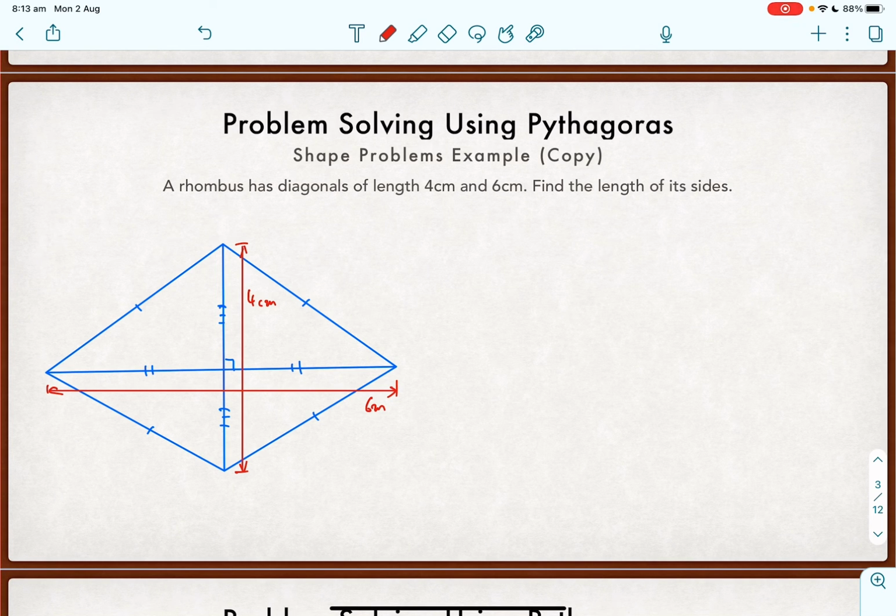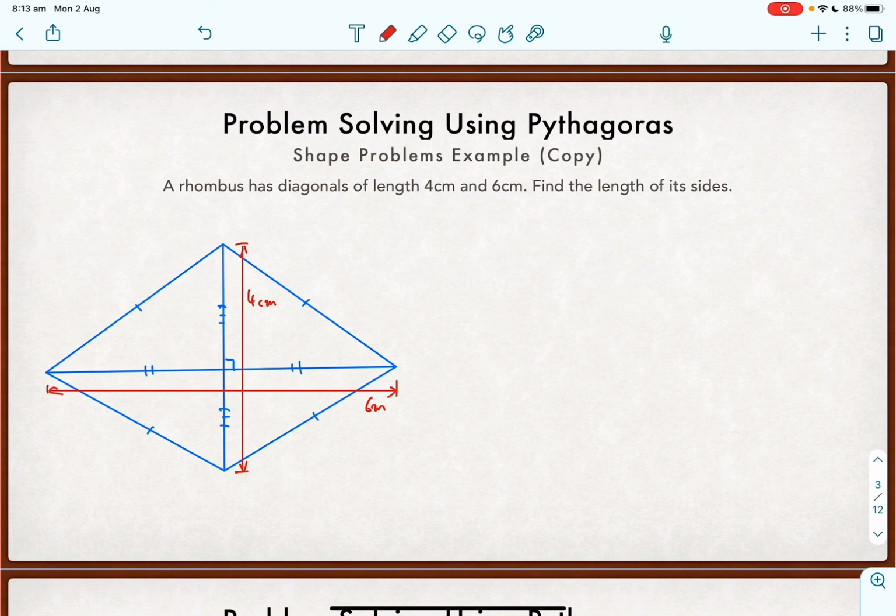So the easier questions will give you a diagram, but the harder ones actually ask you to draw. So you need to know your shapes, otherwise it could be quite difficult. Now, they're asking us to find the length of each side. Well, all the lengths are the same. Luckily, we only need to do one.